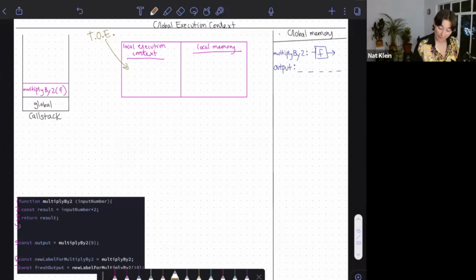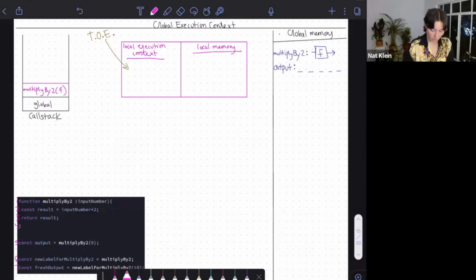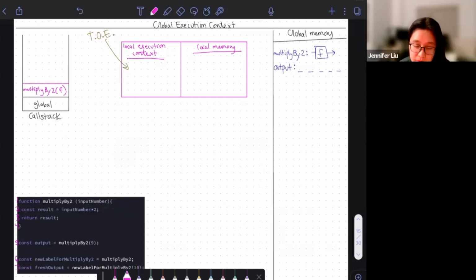All right. So at this point, we are now in our function definition. This is the point where the interpreter is actually going to look and see what's inside of the function definition. So what is the first thing that we do when we open an execution context? What is the first thing that we process? We pair the arguments and the parameters. So what is our parameter label in this case? Input number.